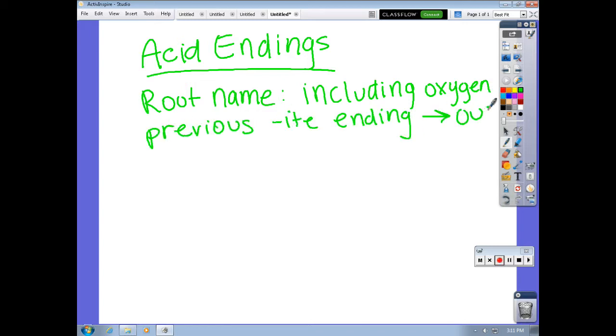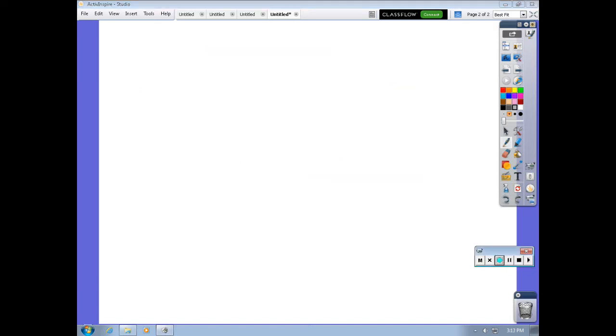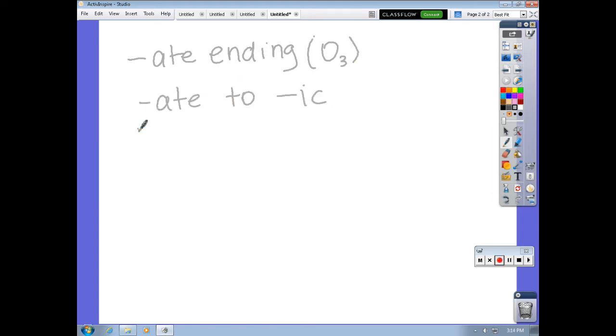If yes, check the ending of the root. If it ends in "ite", then the acid name will end in "us". For example, the compound HNO2. NO2 is nitrite, so this acid will become nitrous acid. If the original ending is "ate", just a reminder, this means more oxygen has been consumed, then the new ending will be "ic". So HNO3, previously nitrate, will be nitric acid.